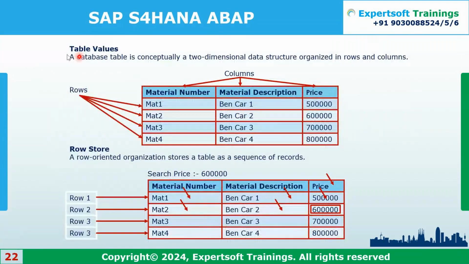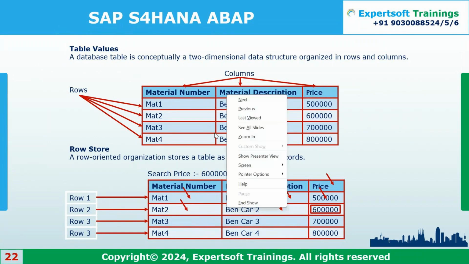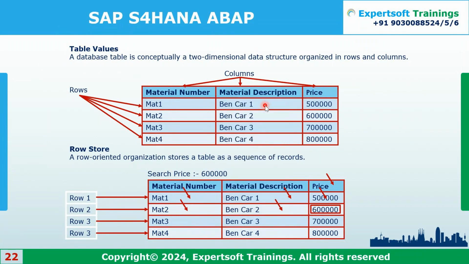Okay. So what is a table? Table consists of rows and columns. Is it clear? You see this table has three columns: material number, material description, price. Material number means what all materials are there. What is their description? Means this mat one is a benz car one, means anything it can be. And what is its price? 5 lakh rupees. So earlier, this way the table values are stored in the SAP system. Okay. So this was a rows and columns format.